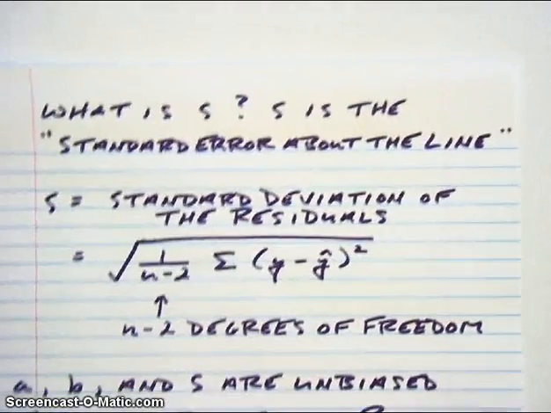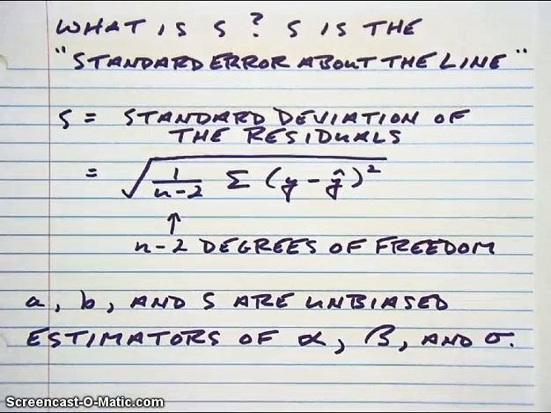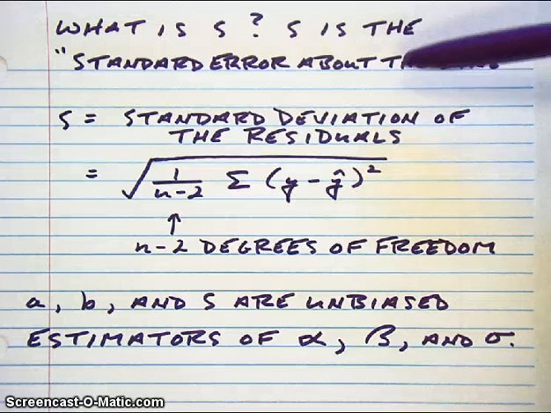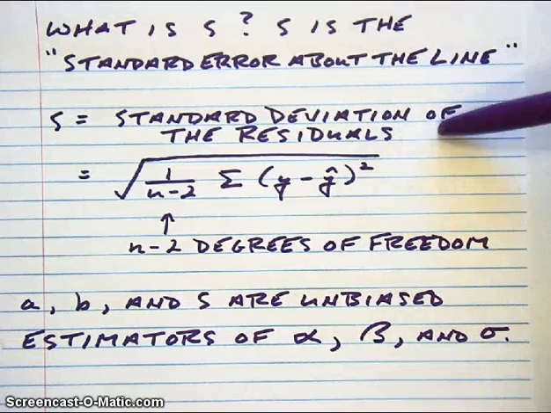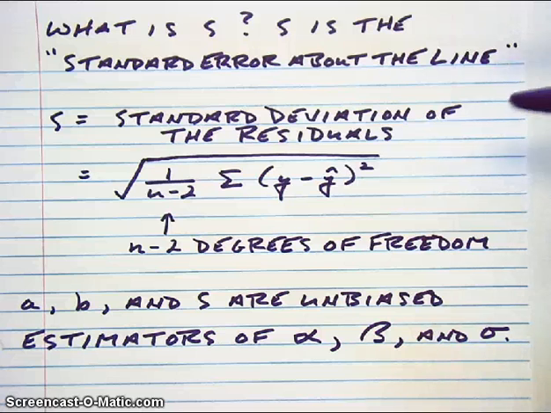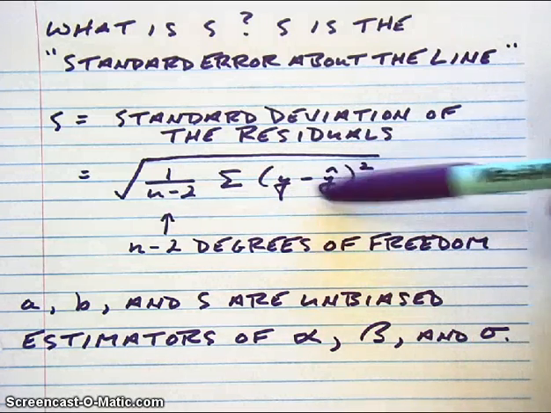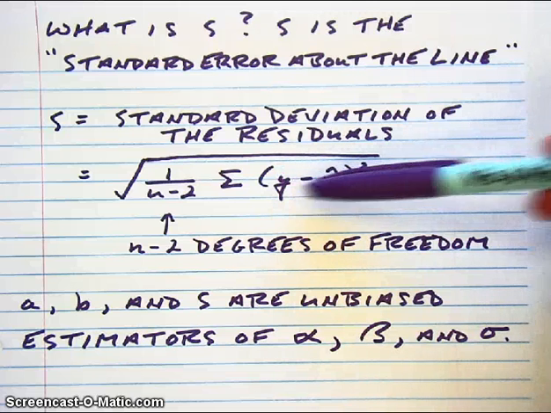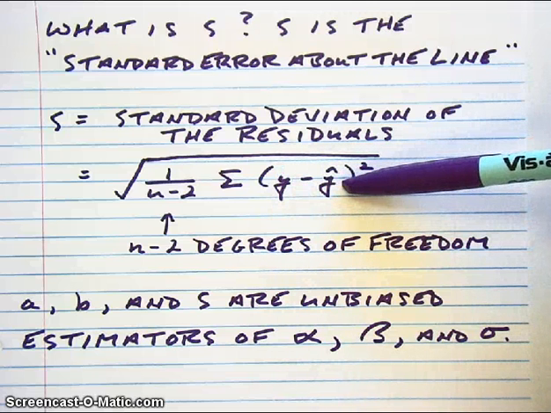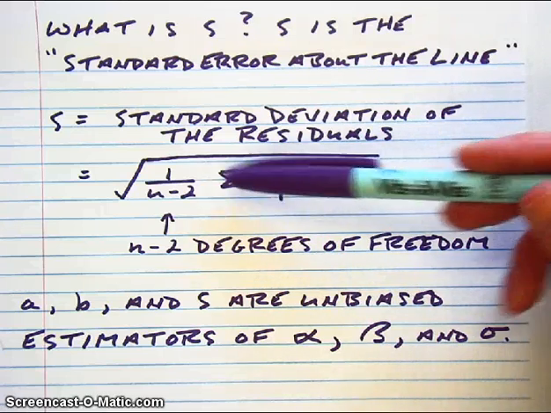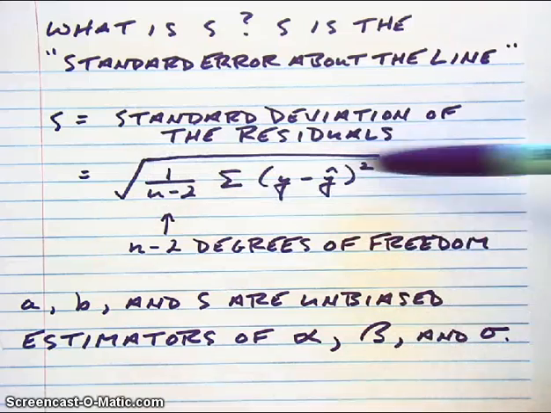Now this s is very important for all the things that we do in regression inference. It's the standard error about the line. That's what it's called. And what it is, specifically, is the standard deviation of the residuals. Now the way we calculate that is we take the difference between each observed y value and its corresponding predicted value on the regression line. We square those differences. We add them up. We divide by n minus 2 and then take the square root.